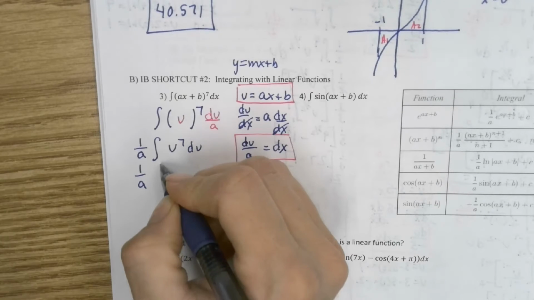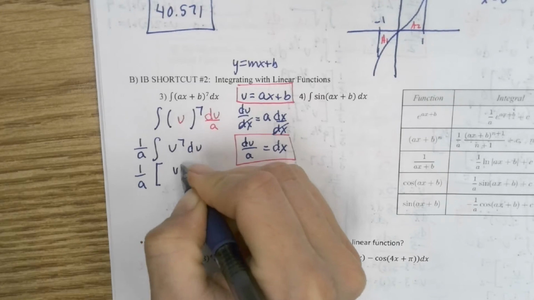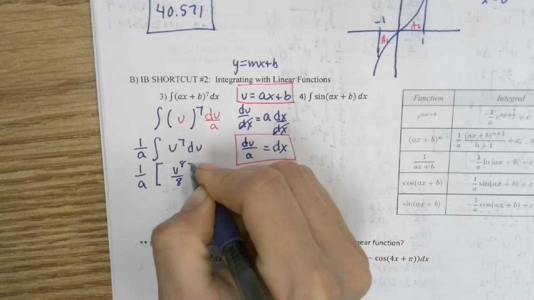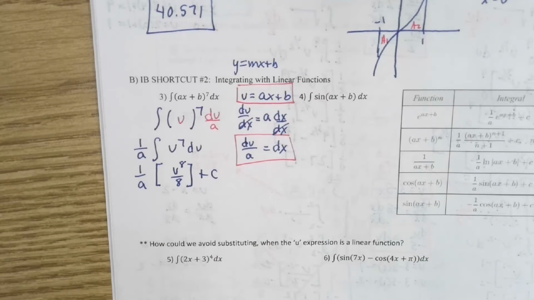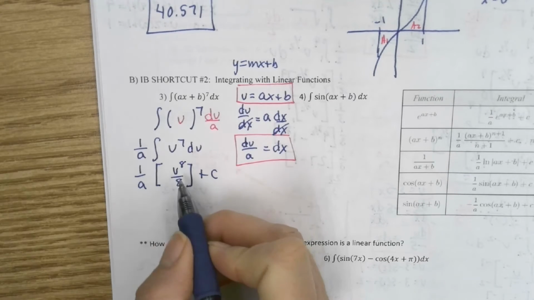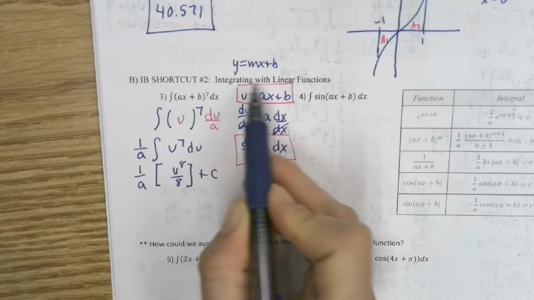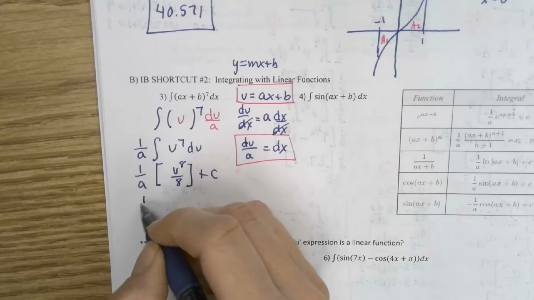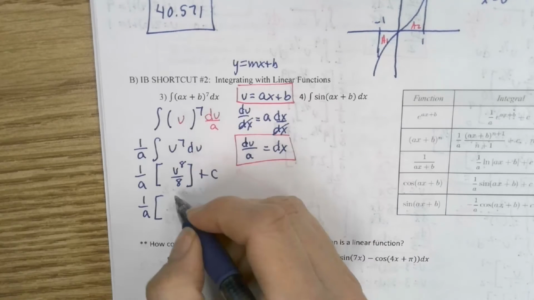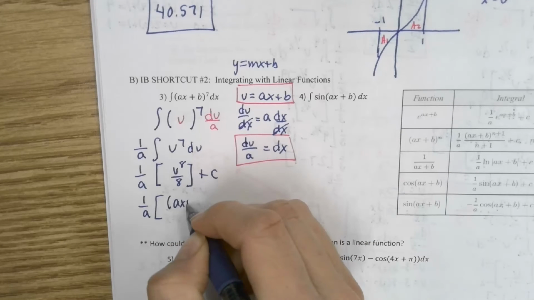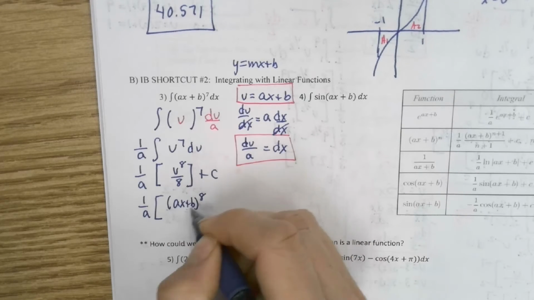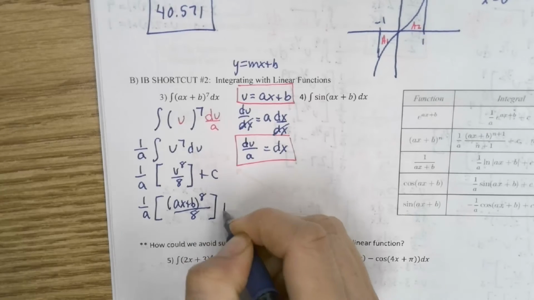U to the 7th, I'm going to find my antiderivative, so that would be u to the 8th over 8. This is an indefinite integral, so I'm going to have a plus c on there. And then I can't forget that I've got to substitute my u expression back in. So we have ax plus b to the 8th power over 8 plus c.